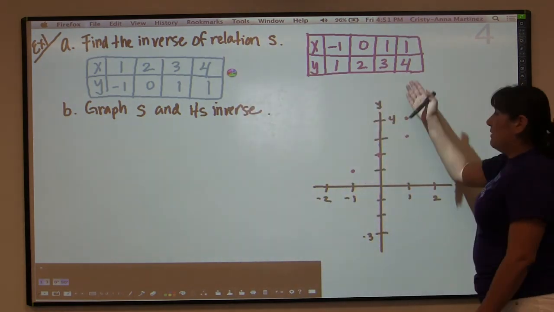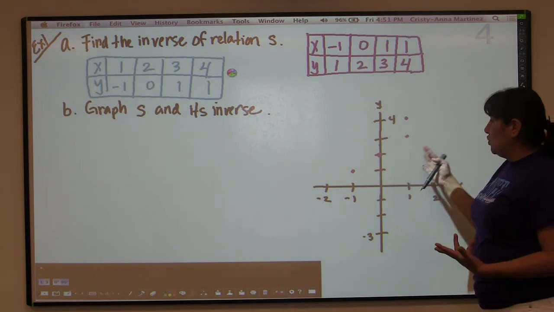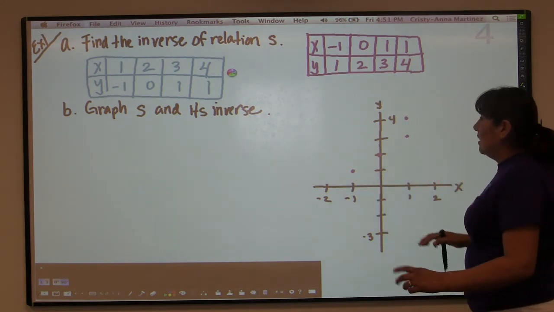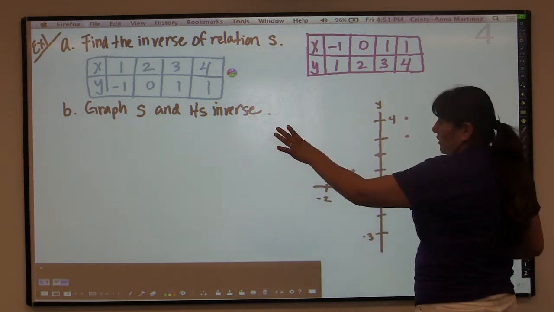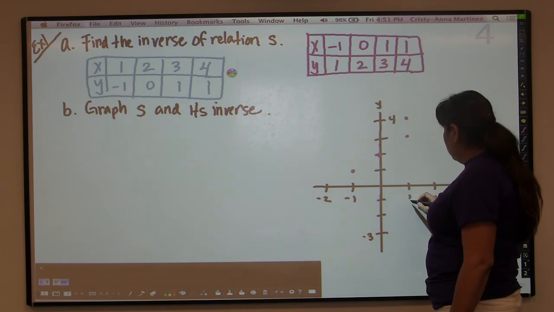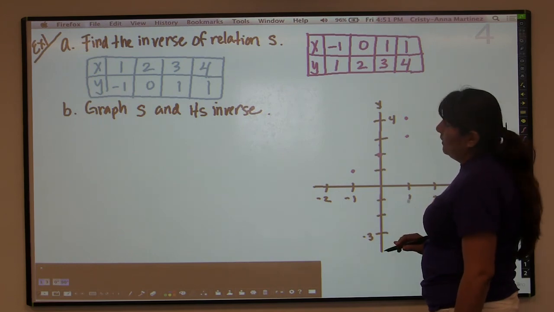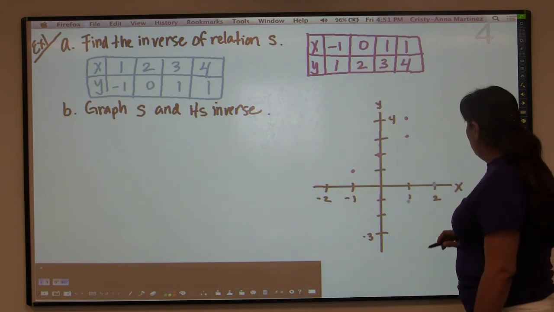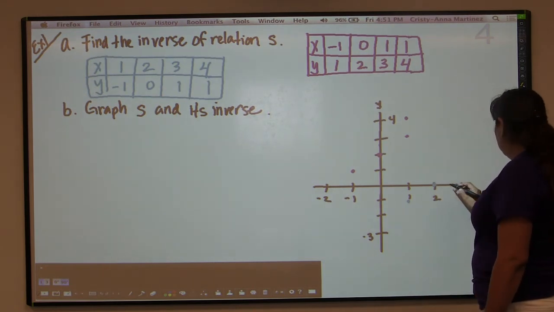Now, by the way, when you have a table like this, you don't have to connect the dots. That's just your graph. You can kind of see it looks linear, but then it's kind of weird. Like, don't connect the dots. But now I'm going to graph the inverse function. So now it's going to be x is positive 1, y is negative 1. And then we're going to get 2, 0. And then we're going to get 3, 1. I'm going to keep going here.